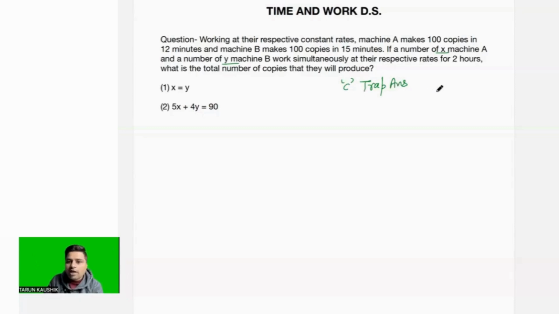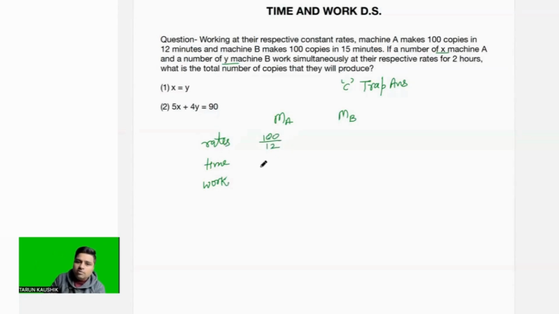Let's see how we can avoid marking C as the trap answer if we break down the question in parts and pieces. So let's make two separate columns, one for machine A, one for machine B. Write down their respective rates, time, and work. So machine A was making 100 copies in 12 minutes. So the rate of machine A is 100 divided by 12. It worked for 2 hours. Since the time was in minutes, I can write down the time as 120 minutes.